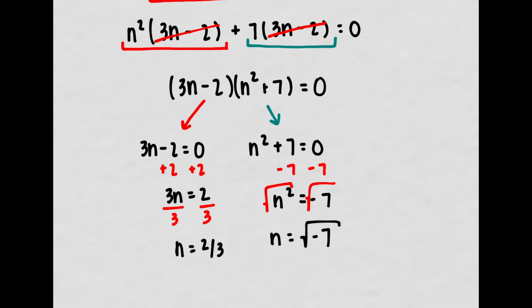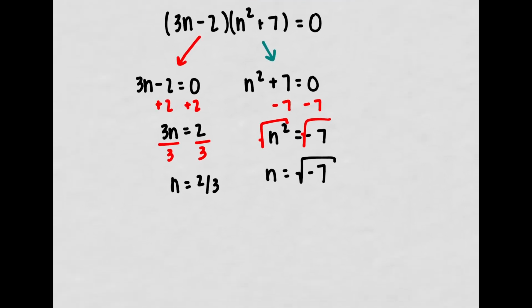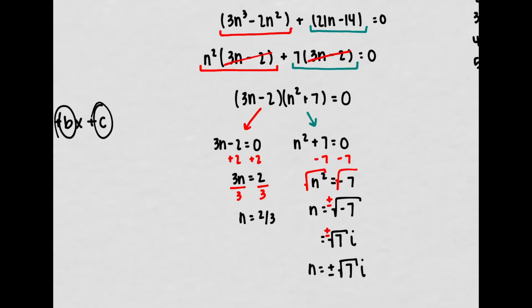Now, before we couldn't take the square root of a negative number. When you have a negative on the inside, you need to remember you leave the number and bring an i on the outside. When you're taking the square root as well, you have to have plus and minus. So I end up with n is equal to plus or minus the square root of 7i.